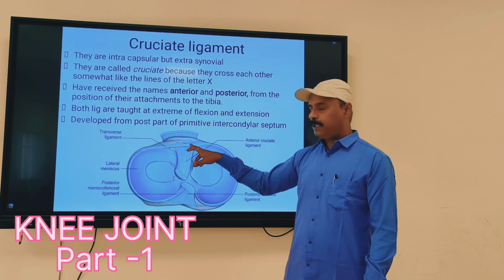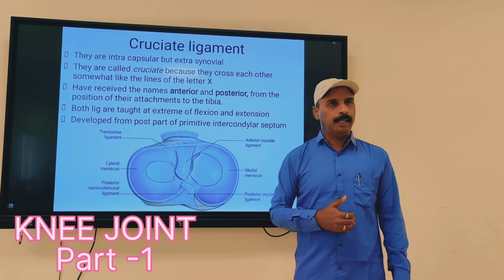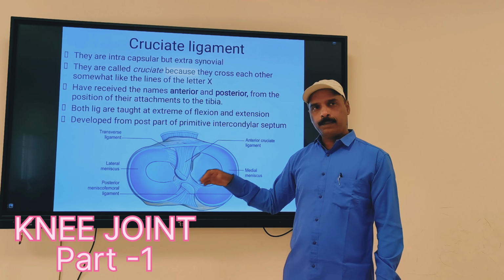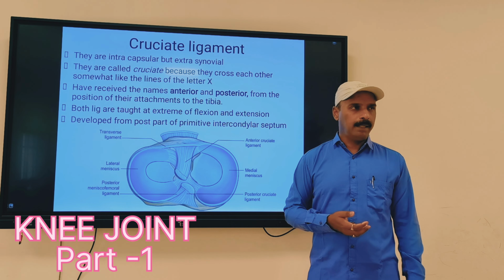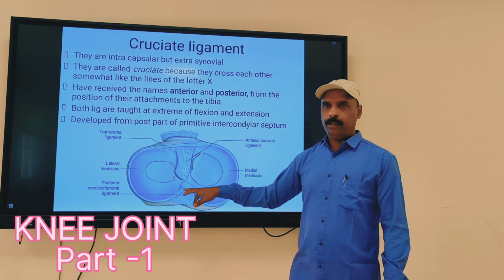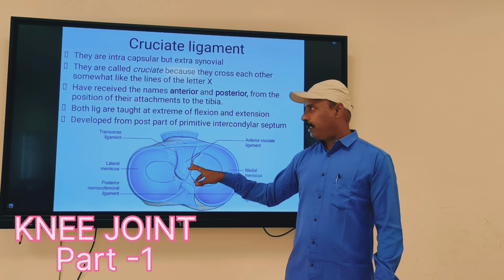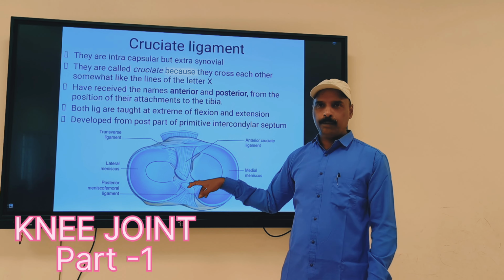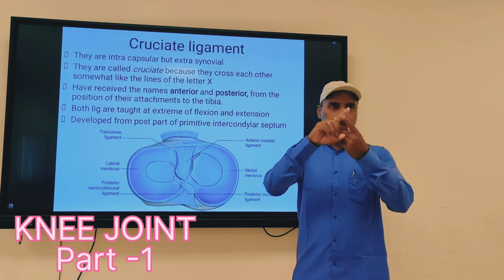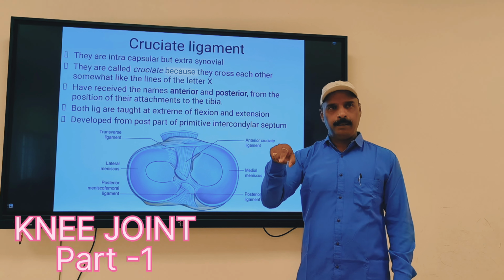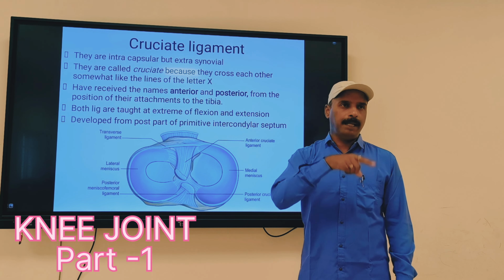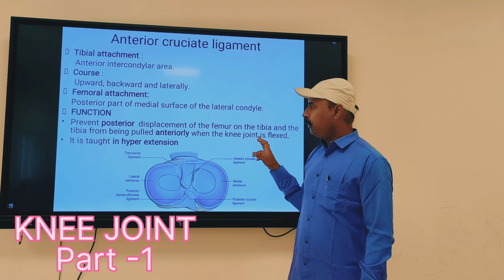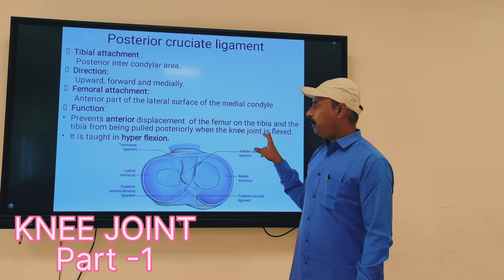The anterior cruciate ligament is attached to the anterior part of the intercondylar area of the tibia. Then the posterior smooth part on the intercondylar area of the tibia is the posterior cruciate ligament. These cruciate ligaments cross each other, in the shape of an X, attaching from the femur to the tibia. Anterior and posterior cruciate, very important. They cross each other.